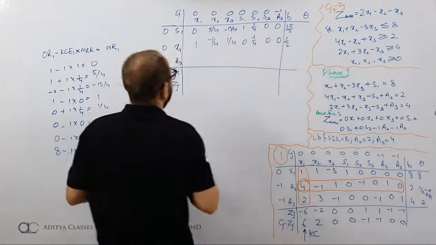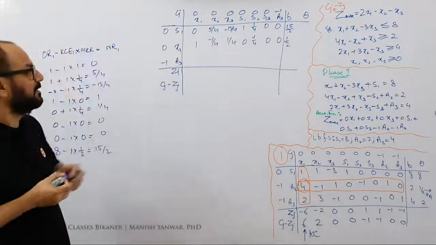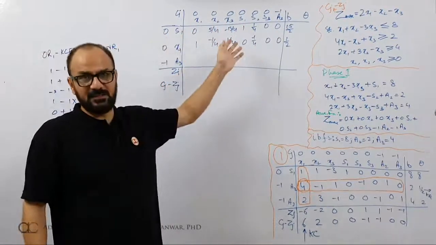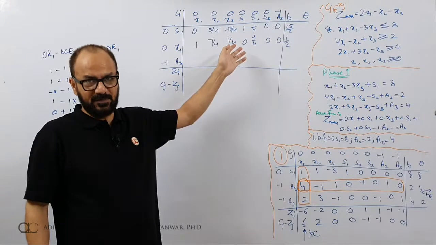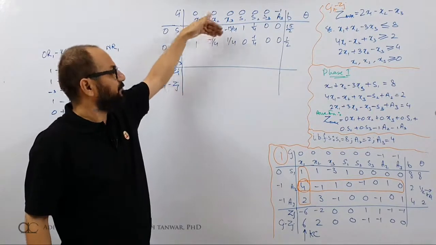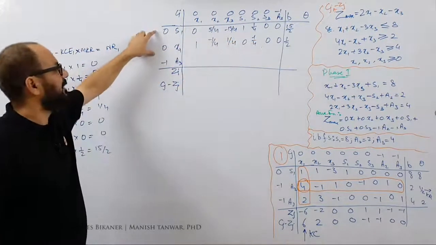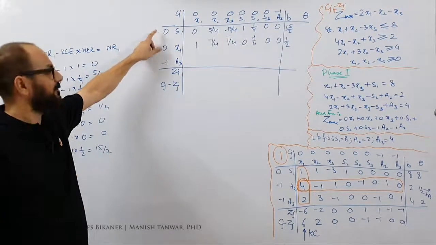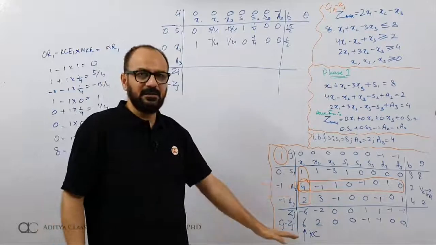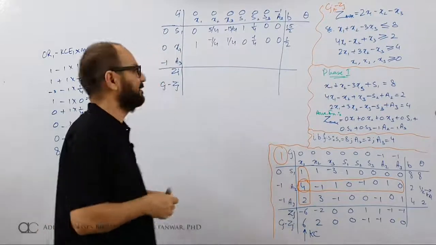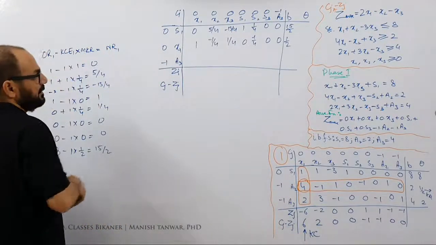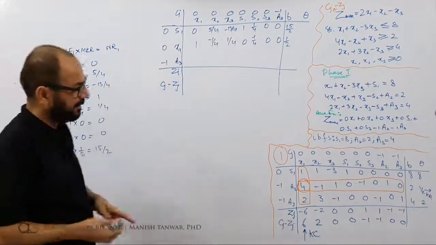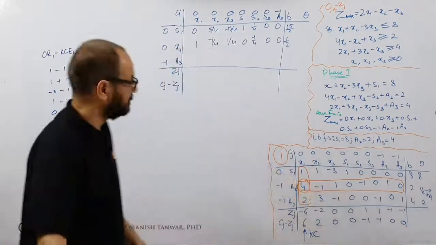15 by 2. Now, the beauty of the two-phase method is, although these are such complex numbers, 5 by 4, 13 by 4, still they will get multiplied to 0 for Zj. So, this is the beauty of the two-phase method, that it avoids the complex calculations to a large extent. So, we have transferred our first row. Now, we need to transfer the third row also.